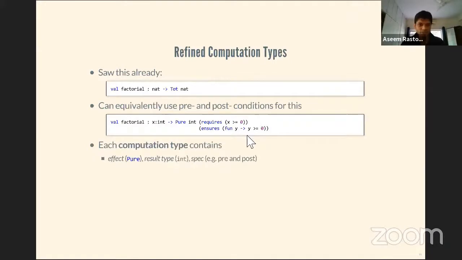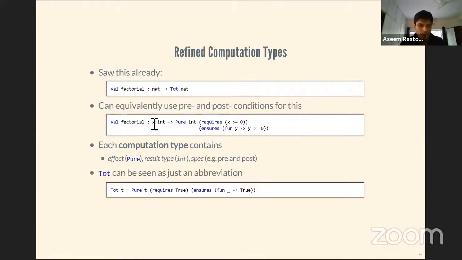This is the most general form of computation types in F star. The pure is called the effect label. Then int is the result type, and then there's a specification. And here, for example, requires and ensures are the specifications. Most of the examples that we see in this tutorial are going to be of this form: the effect label, type, and pre and post conditions. Although of late we have increased the expressiveness of F star so that you can have arbitrary indices and specifications with the computation types. But in this tutorial, we're not going to look at that. Now, tot T is just an abbreviation of pure, where it has a trivial precondition and a trivial postcondition. So tot is just an abbreviation for pure.